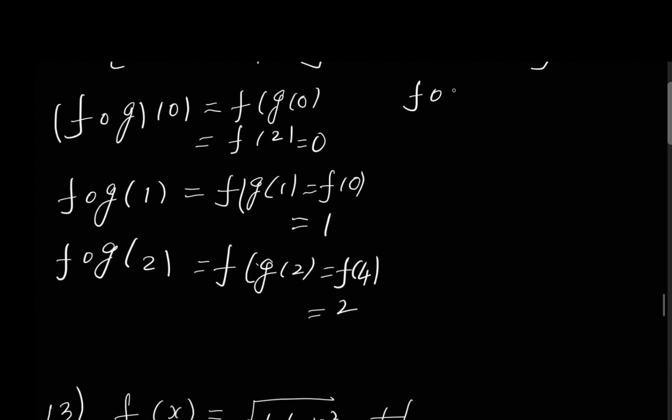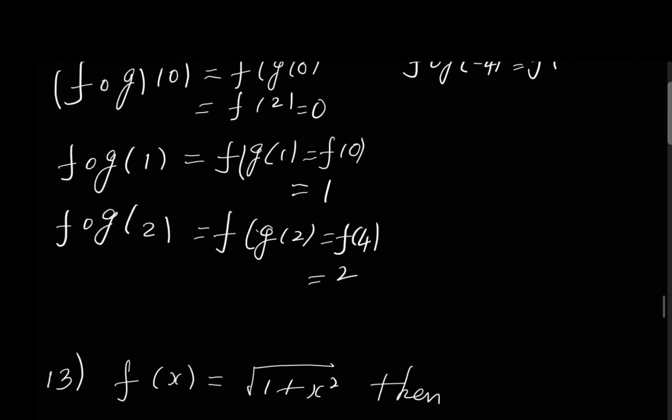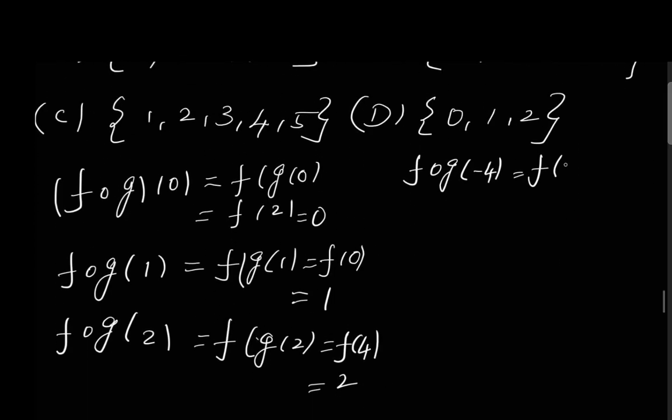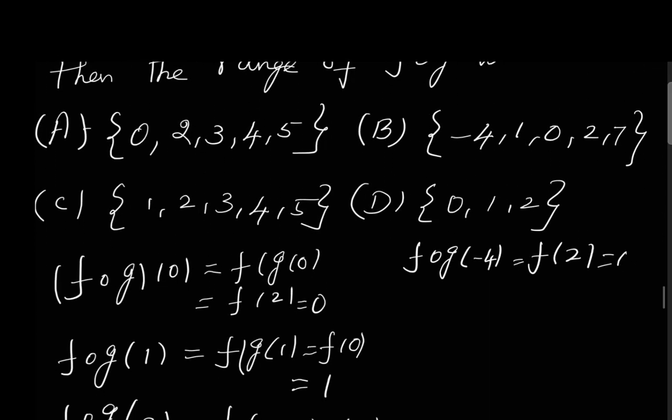F dot G of minus 4. That is F of G of minus 4, answer is 2. So what is F of 2? F of 2 is 0. Then last element F dot G of 7.